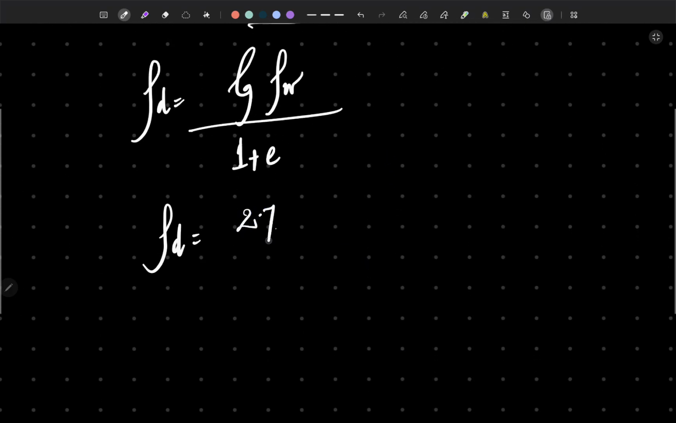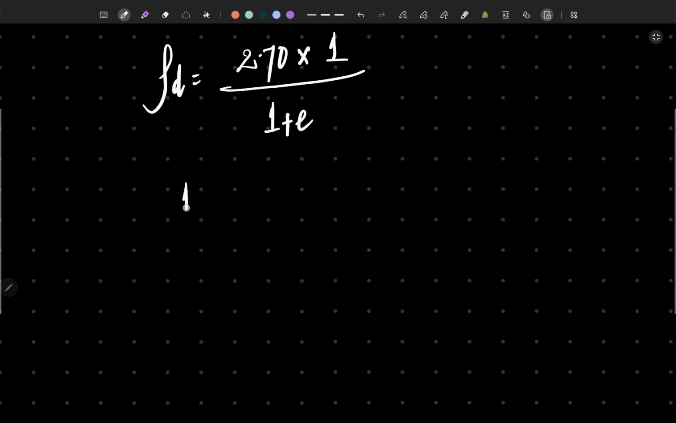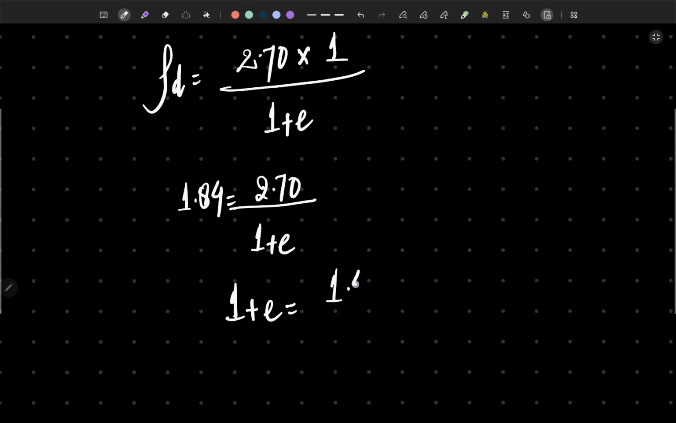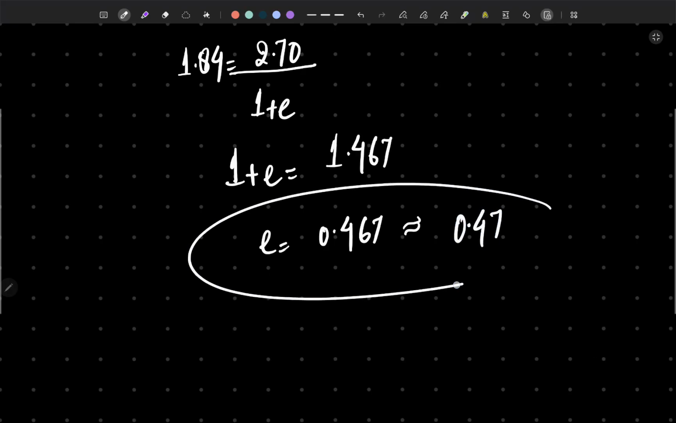2.70, density of water 1 gram per cc, divided by 1 plus e. I know this, I'll be substituting this value, 1.84. So 1.84 grams per cc is equal to 2.70 divided by 1 plus e, or 1 plus e is equal to how much? 1.467. So by calculations, e is equal to 0.467, or approximately I can say 0.47.